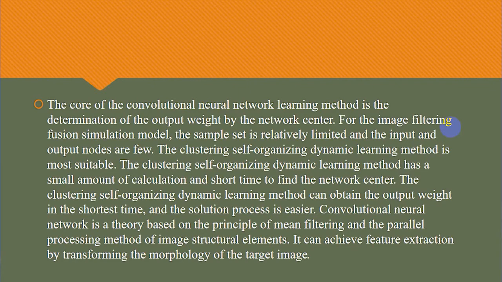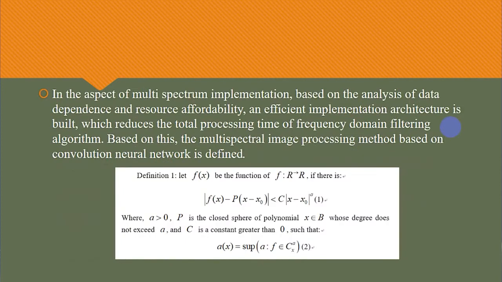Convolutional neural network is a theory based on the principle of mean filtering and the parallel processing method of image structural elements. It can achieve feature extraction by transforming the morphology of the target image. In the aspect of multispectrum implementation, based on the analysis of data dependence and resource affordability, an efficient implementation architecture is built, which reduces the total processing time of frequency domain filtering algorithm. Based on this, the multispectral image processing method based on convolutional neural network is defined.